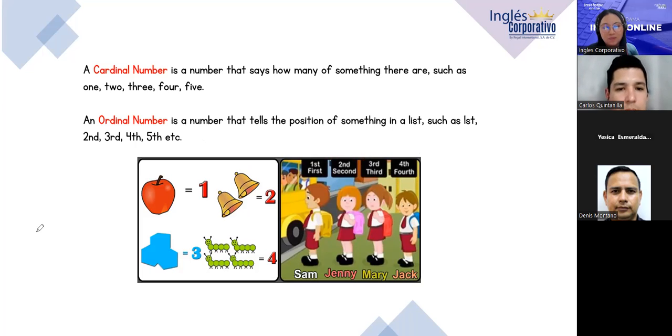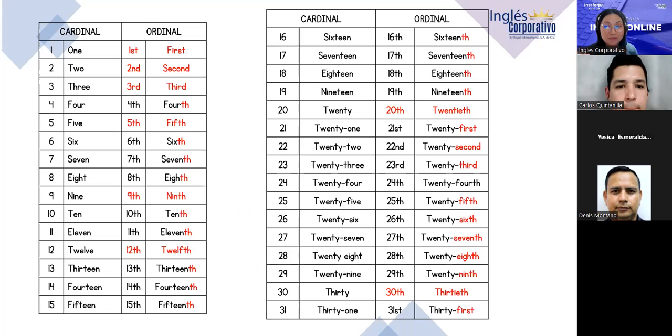Cardinal and ordinal numbers. ¿Saben que es bien fácil aprendérselos? Probablemente se puede ver mucha información acá, but this is quite easy and very useful. Let me do something. I'm going to be comparing cardinal and ordinals. Teacher, why is it that you have just from number one up to number 31? ¿Por qué llegué hasta acá y no incluí más información? Why is it?